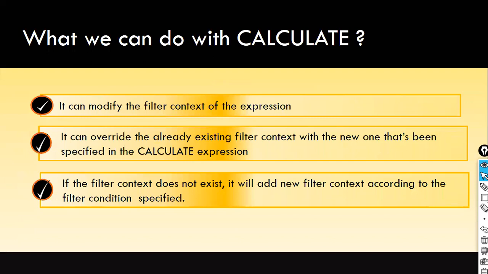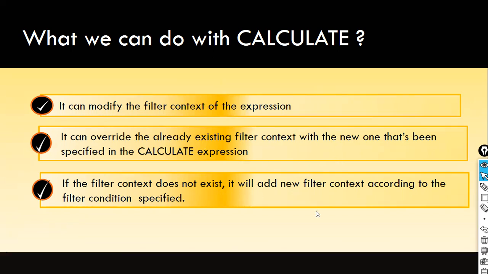The next question is, what can we do with CALCULATE? Using the CALCULATE function, you can modify the filter context of the expression. We have modified the row context to filter context, right? So in the previous example. And it can also override the already existing filter context with the new one that's been specified with the CALCULATE expression.